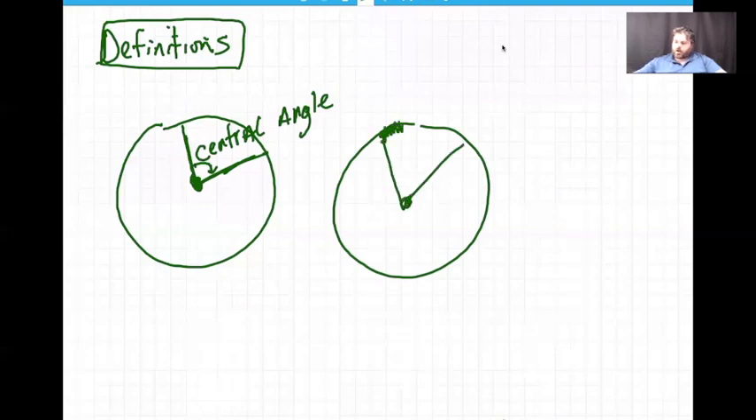what we call an arc. An arc is part of the circumference. It's just a little piece of the outside. Okay? We call this an arc.